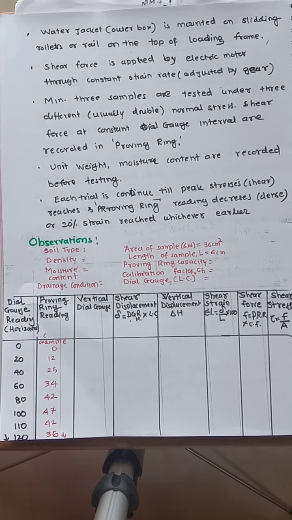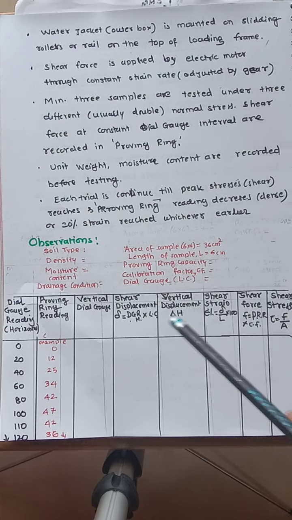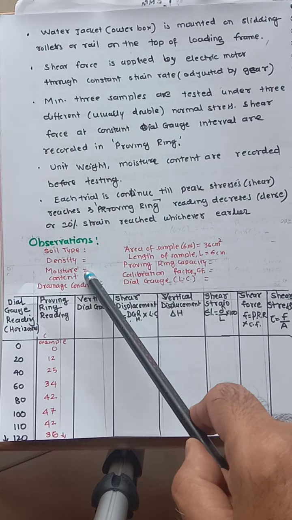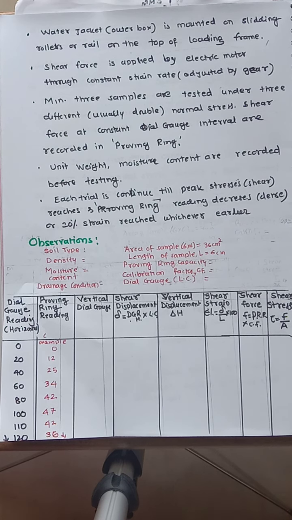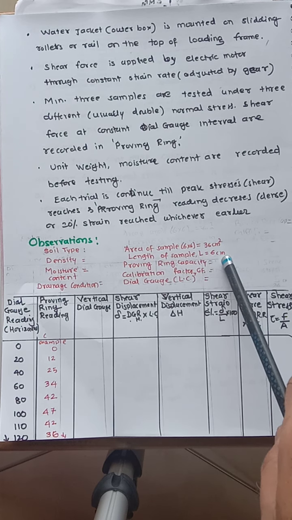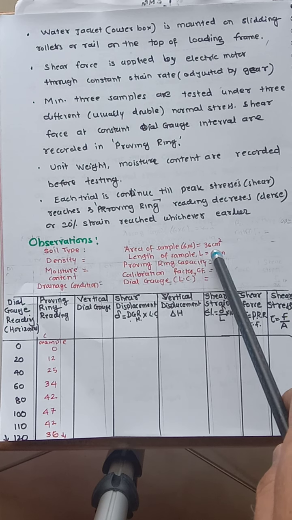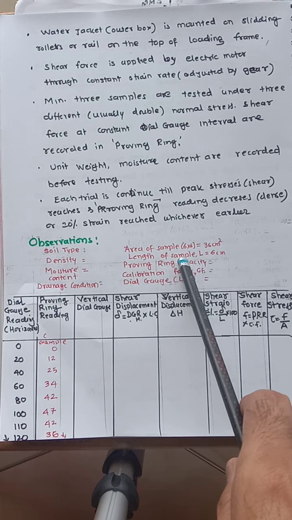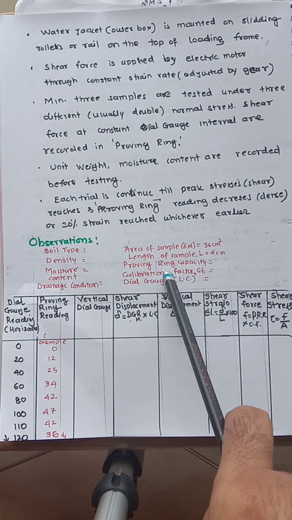Now let's see the observations. This is the soil type, the density, and the moisture content. Then the area of the sample, which is fixed. Small size is 36 centimeter square, with length and width 6 by 6.